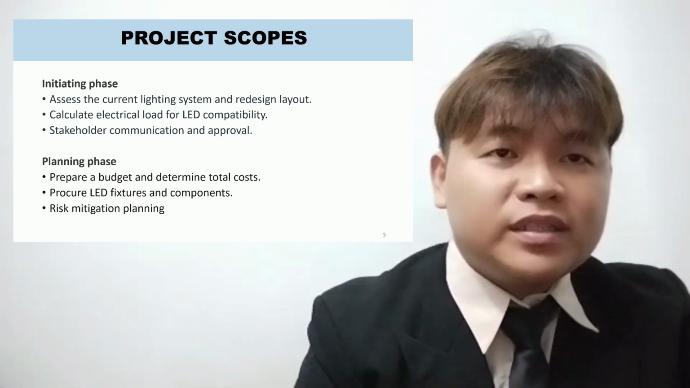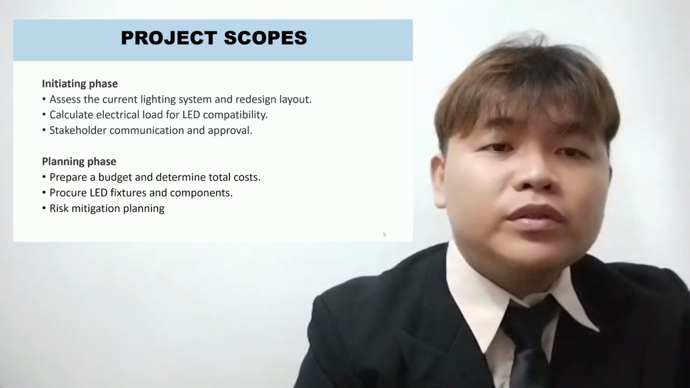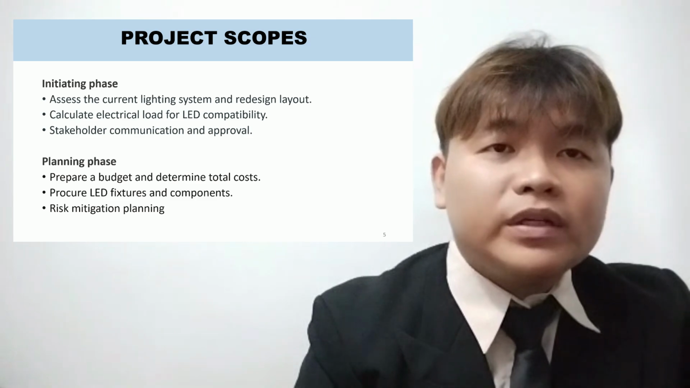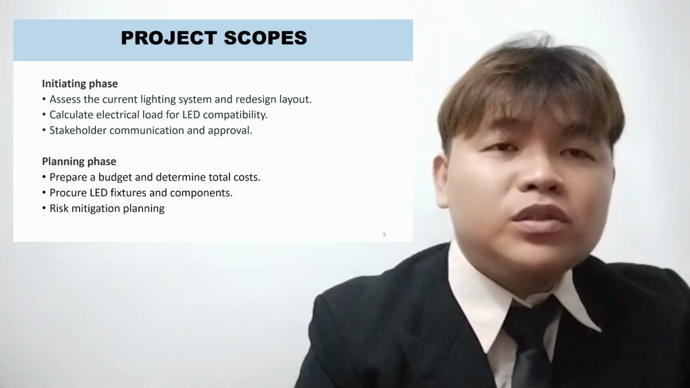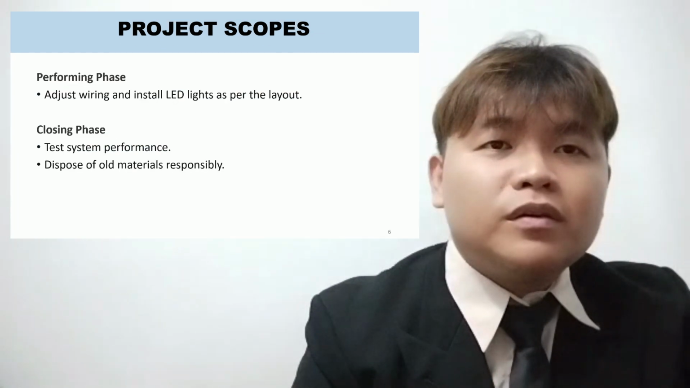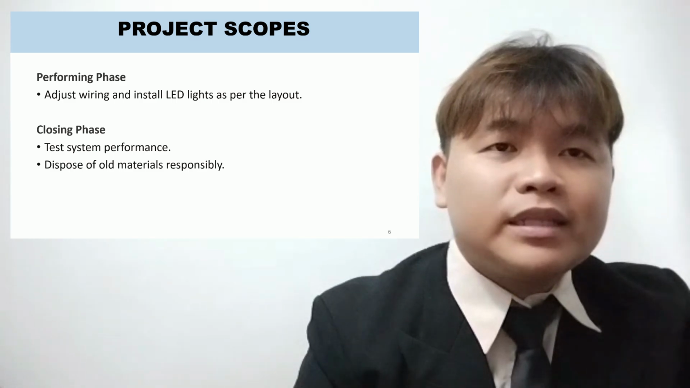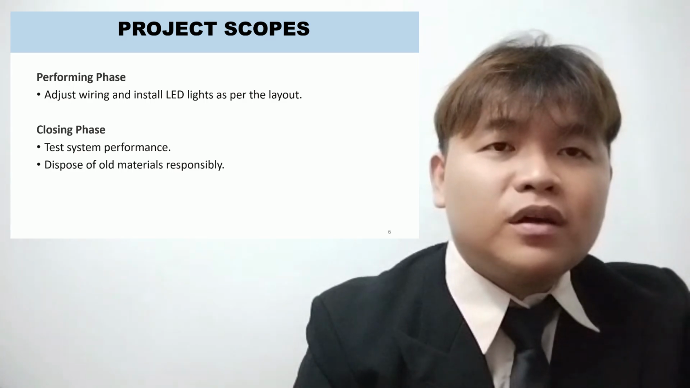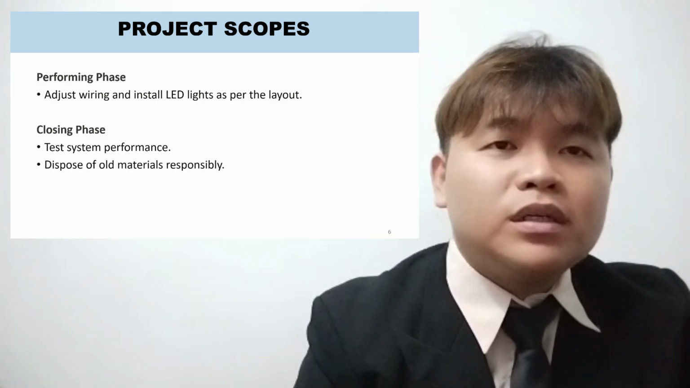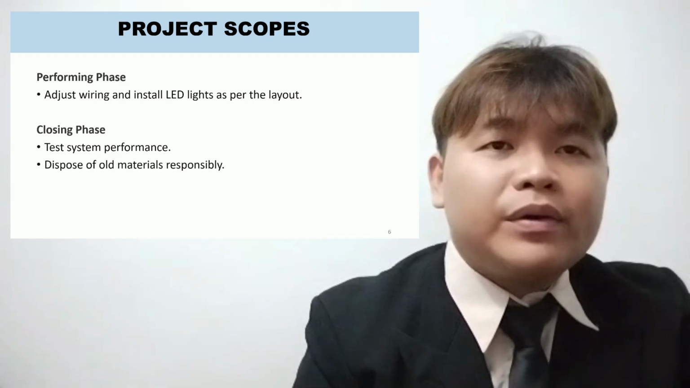At the planning phase, we need to determine the budget and procure LED fixtures and components. Then we need to do risk management and mitigation. For the performing phase, we need to adjust the wiring and install the LED lightings according to the layout. Lastly is the closing phase, where we need to dispose of all items and test the performance of the new LED lighting.